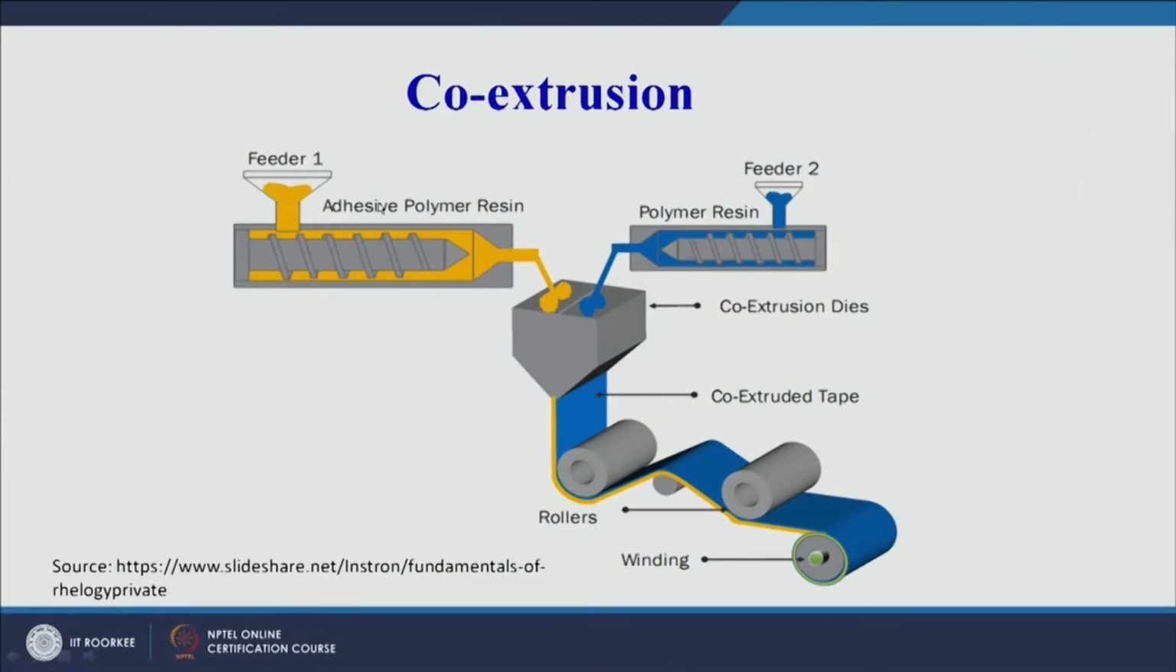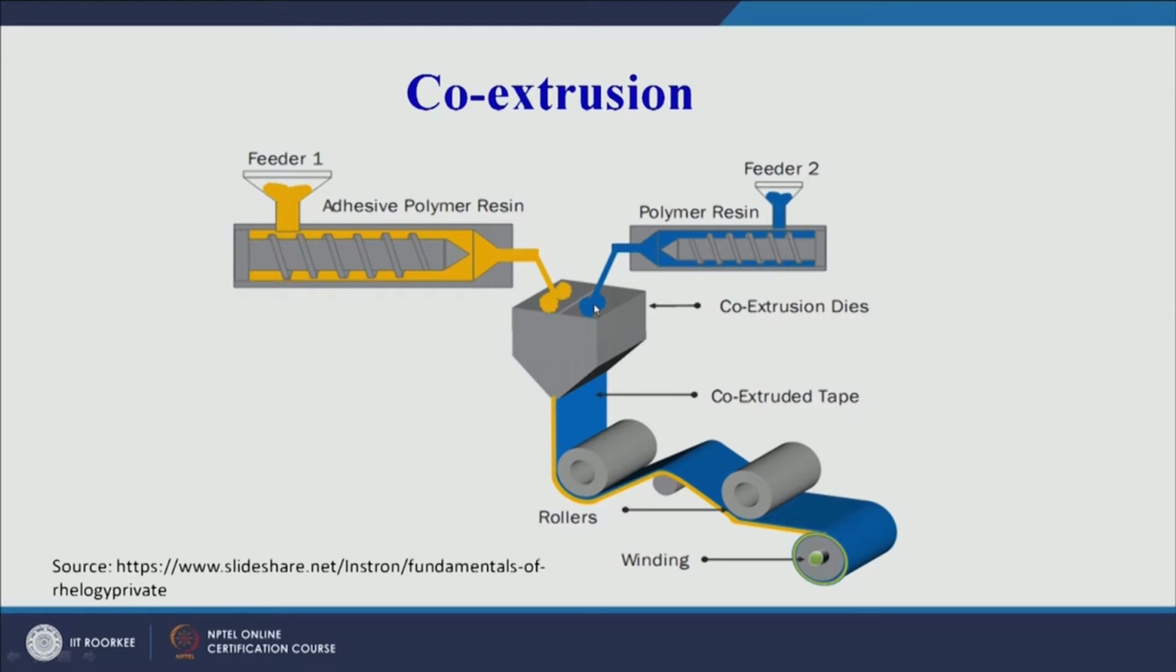Now coming on to the co-extrusion process. In co-extrusion, as the name suggests, co and extrusion, there are two types of plastics that we are using. This is adhesive polymer resin 1 and polymer resin 2. So we put both, there are two feeders, feeder 1 and feeder 2. Feeder 1, yellow color, is pushing a yellow color adhesive. Feeder 2 is pushing a blue color polymer.